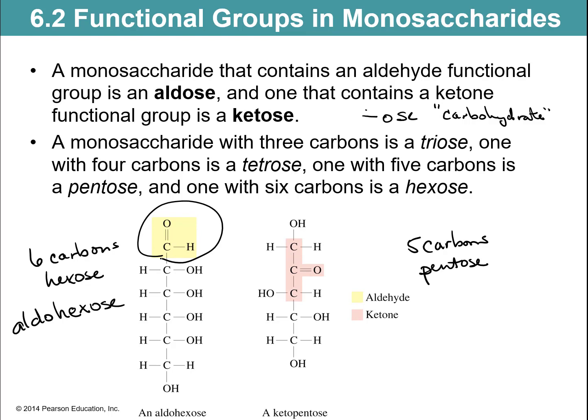The second one is where you have 5 carbons, but notice the double bond oxygen is not on the end, it's on the second carbon. So it's considered in the middle of the chain. So this one, instead of an aldo, this is a keto. So this would be considered a ketopentose.